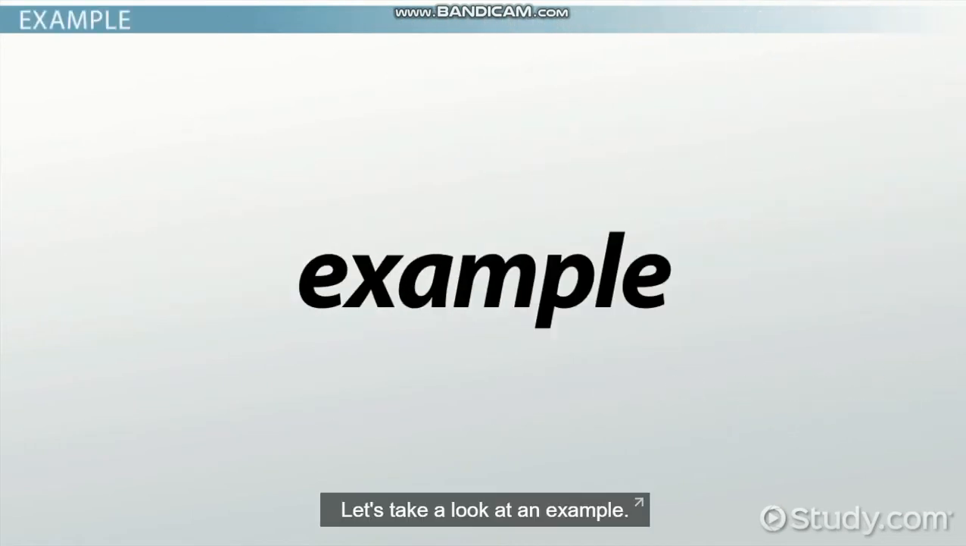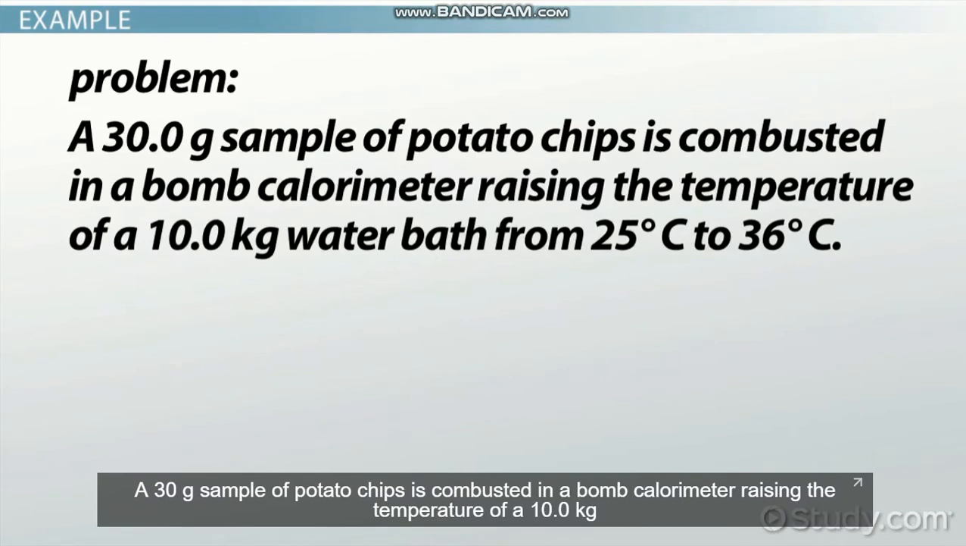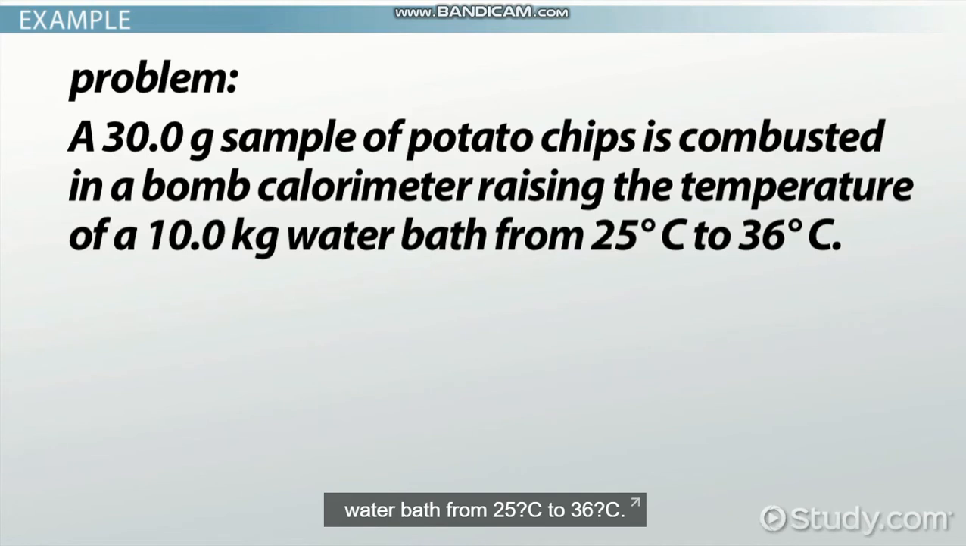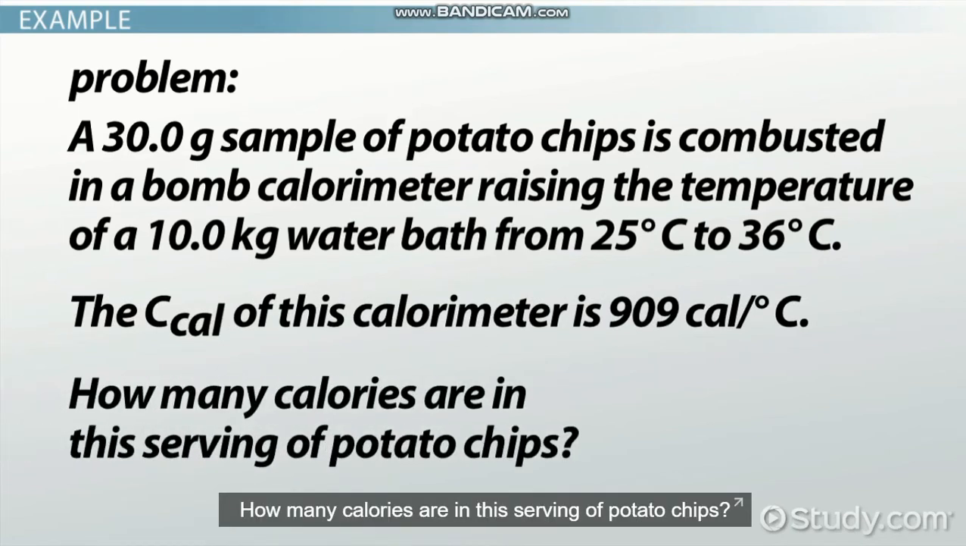Let's take a look at an example. First, here's our problem. A 30-gram sample of potato chips is combusted in a bomb calorimeter, raising the temperature of a 10-kilogram water bath from 25 degrees Celsius to 36 degrees Celsius. The Ccal of this calorimeter is 909 calories per degree Celsius. How many calories are in this serving of potato chips?